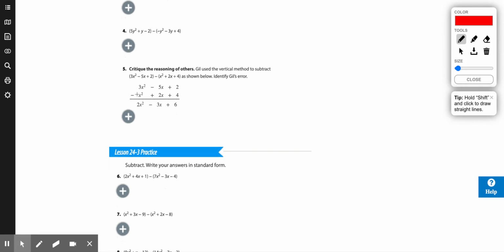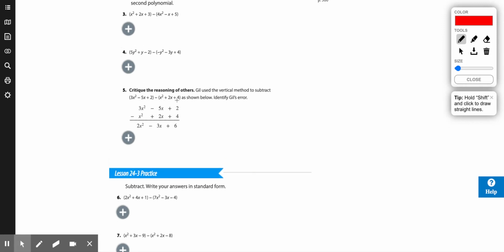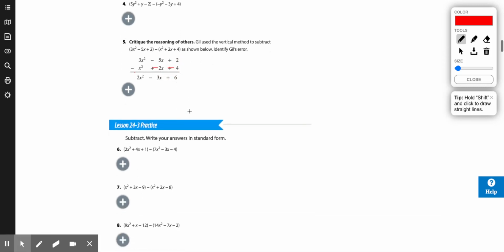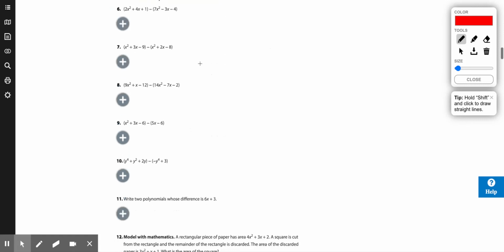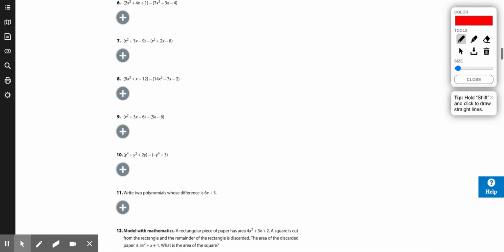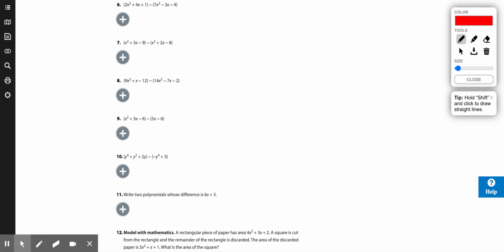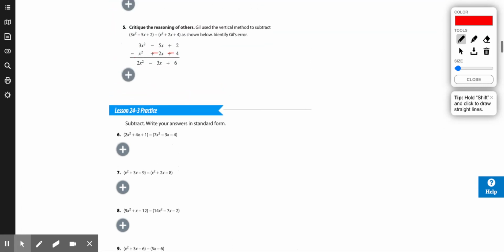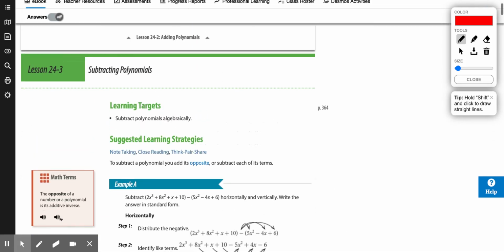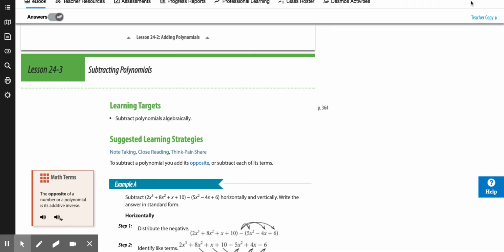Watch out if you're doing it vertically. He did not distribute the negative sign on this one. This should have been a minus x squared. That's right. It should have been a minus 2x. That's not right. And it should have been a minus 4. So just watch out if you're doing these things horizontally, because you have to distribute the negative sign just like you're doing it vertically. I'm sorry. Watch out if you're doing it vertically. You need to distribute the sign just like you do when you're doing it horizontally. And that's basically the basics of polynomials.